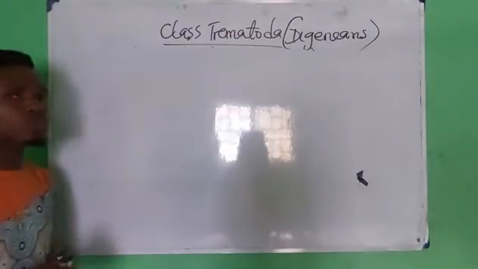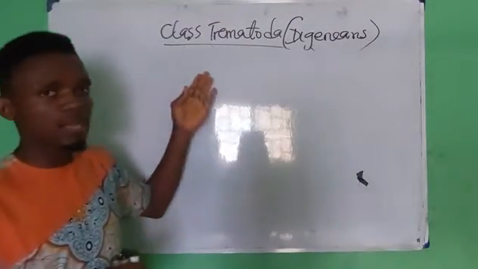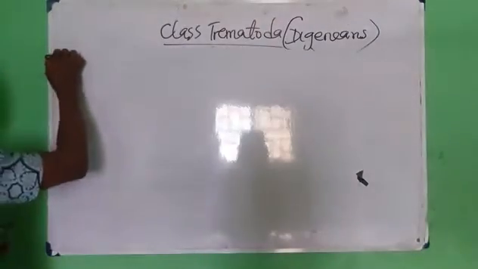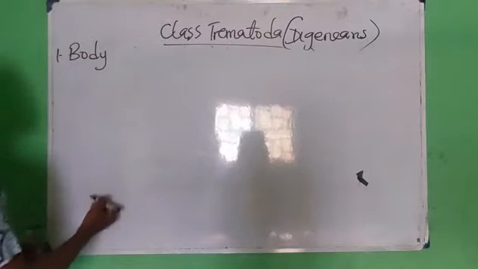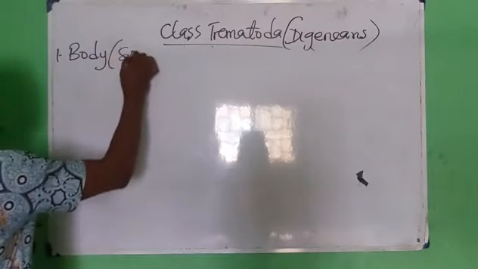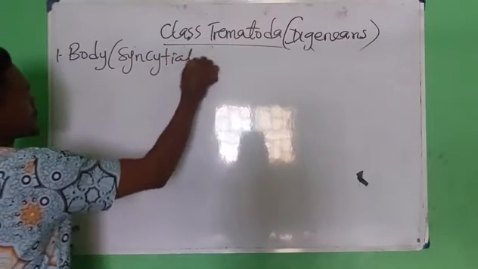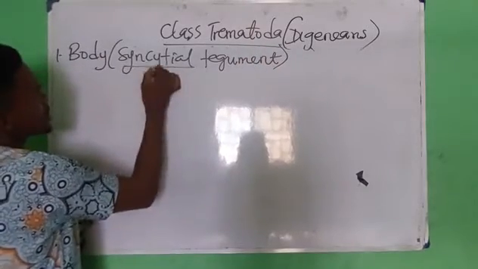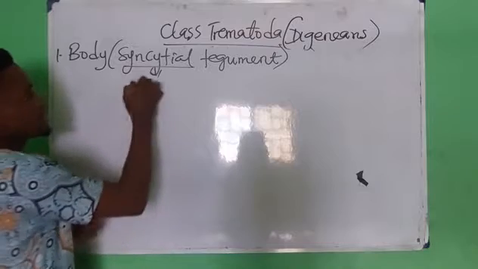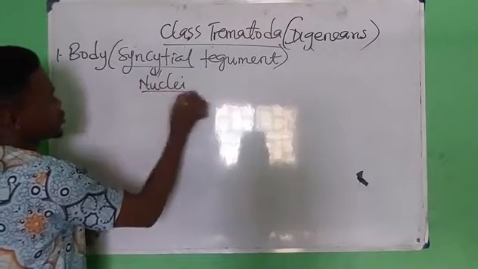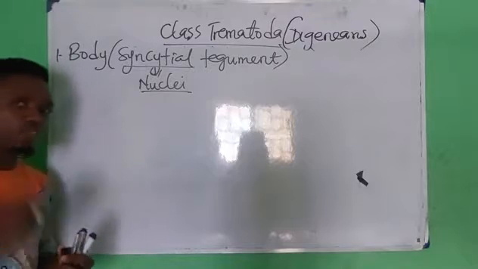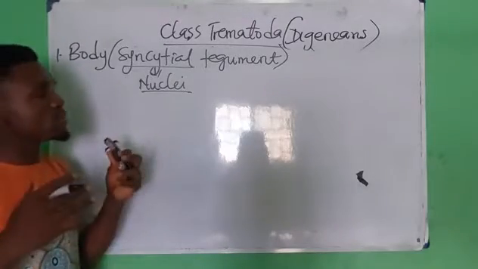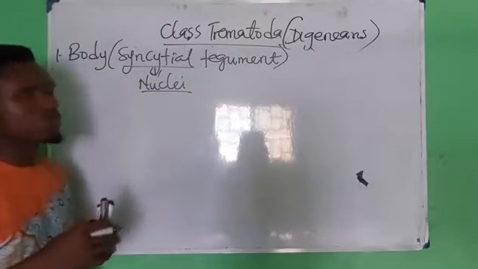Now, before we go into the most commonly known member of this class, let's look at the features they possess. Please take note that the body of this organism is surrounded by what is called syncytial teguments. Now, this word syncytial means a structure that possesses numerous nuclei. A structure that possesses what? Numerous nuclei, not one nucleus. Nucleus is one, nuclei is what? Many. So syncytial is a structure that possesses numerous nuclei.